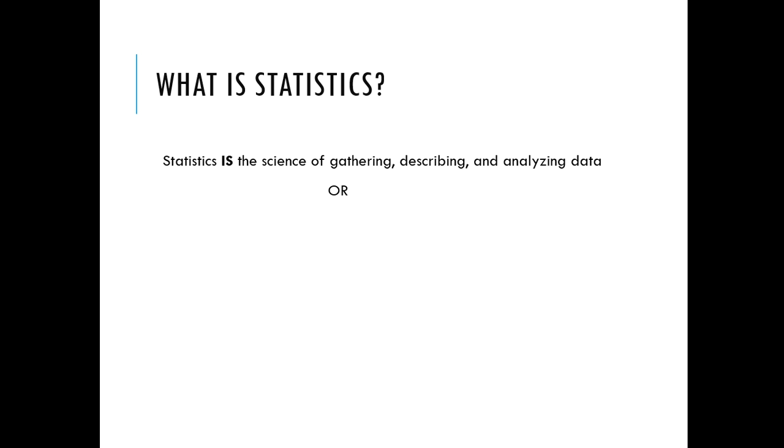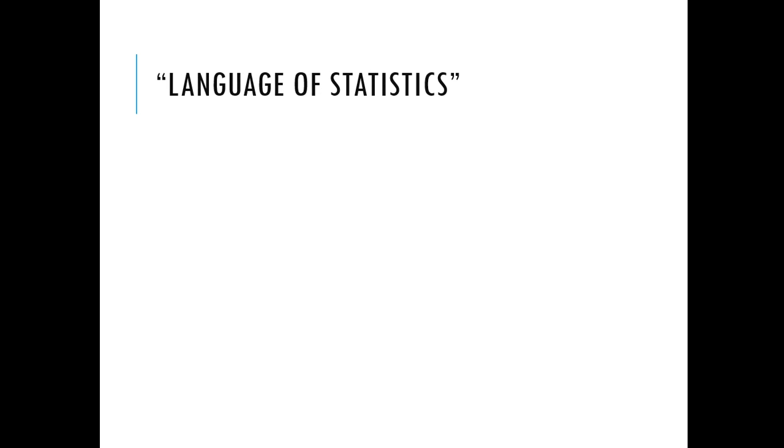Or, not to confuse you further, statistics is the actual numeric description of sample data. And usually it's called sample statistics when we talk about that. So let's talk about the language of statistics. So a variable is a characteristic or a value that changes among members of a group.